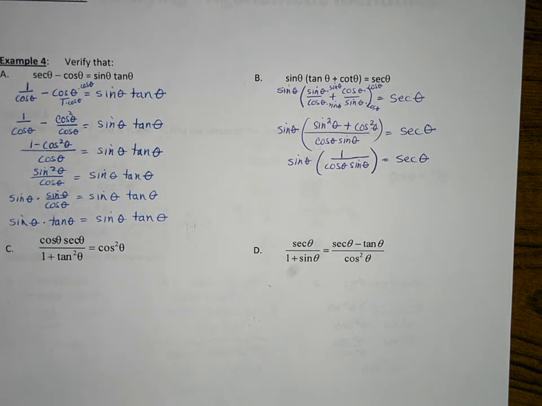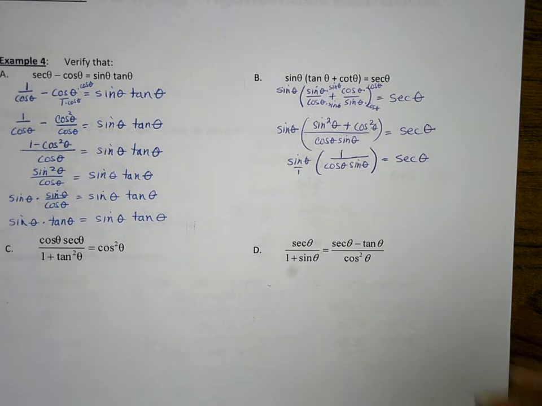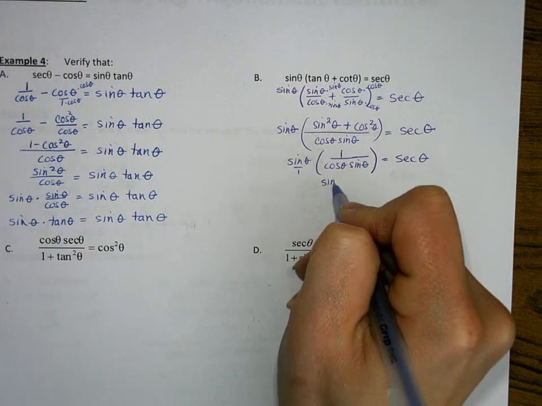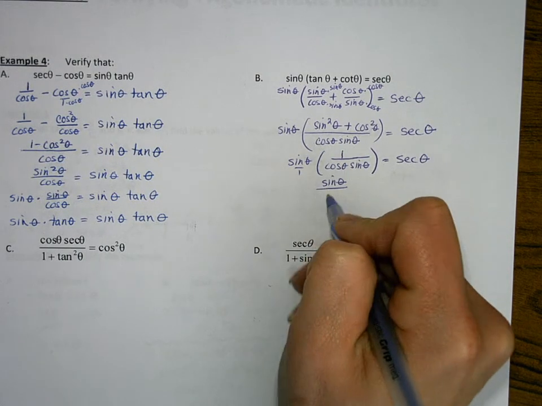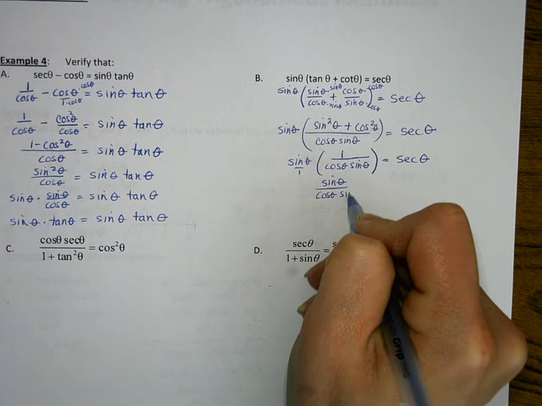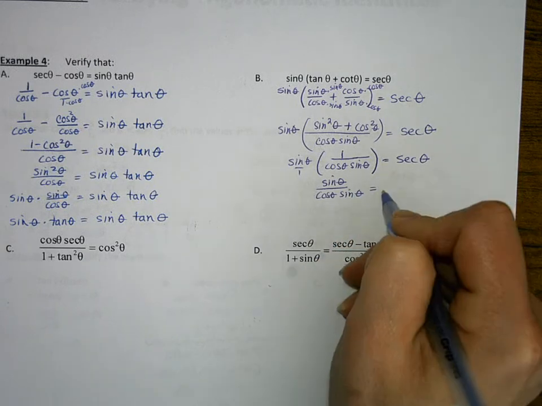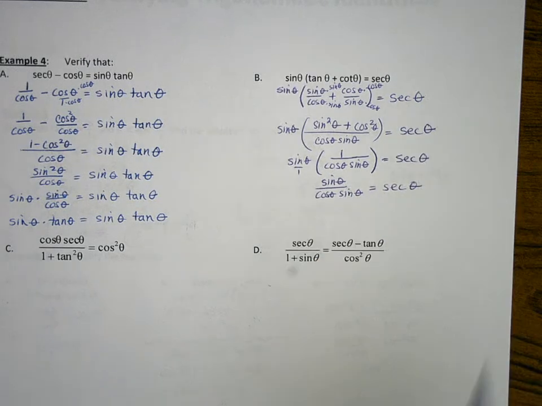All right, now what? Distribute. Okay, well, I don't even really have to distribute, I just have to multiply, right? This is sine over 1. So sine times 1 is going to be sine over 1, times cosine sine is just going to be cosine sine. Equals, bring that right-hand side down, never touching it, secant. All right, now what?